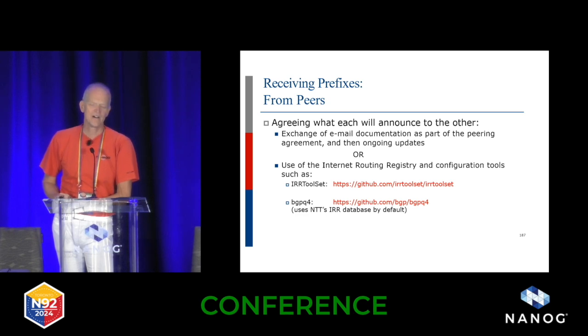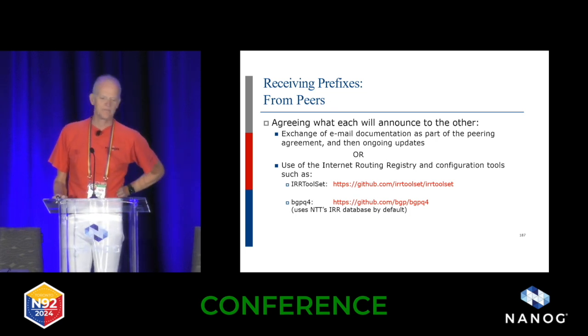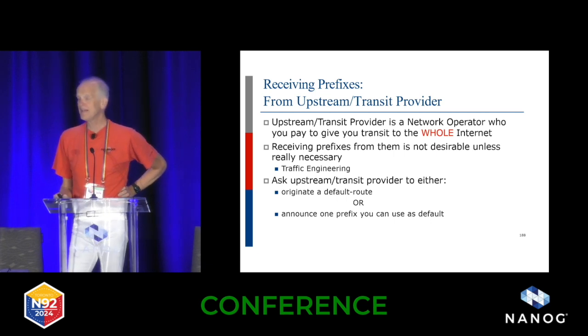So, IRR toolset is still around. I don't know how useful it is anymore, but lots of people use BGPQ4, which uses NTT's IRR database by default. That's a good way of building filters based on what the peer is expecting to send to their neighbors. Or you can do it by hand.